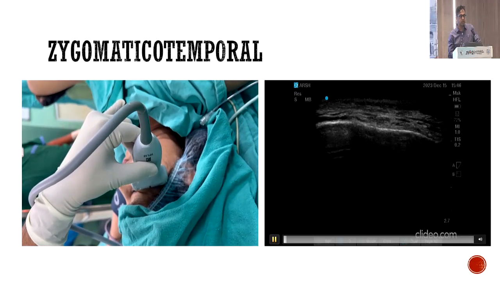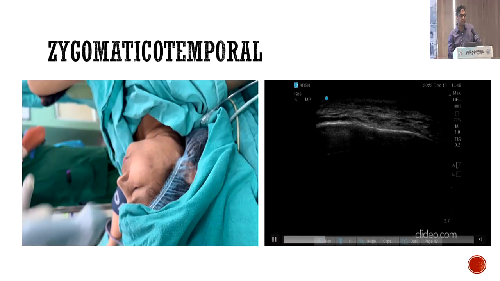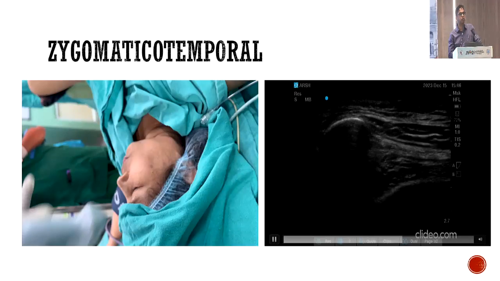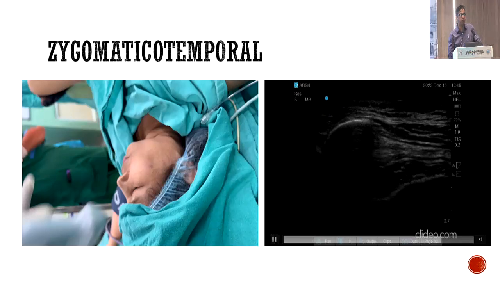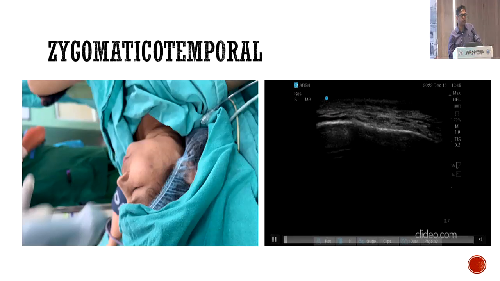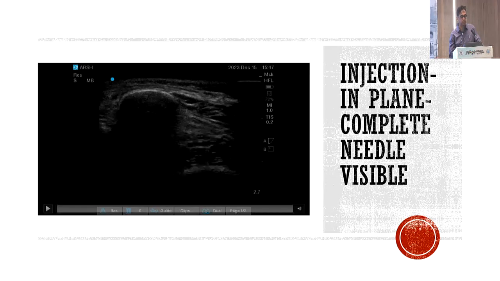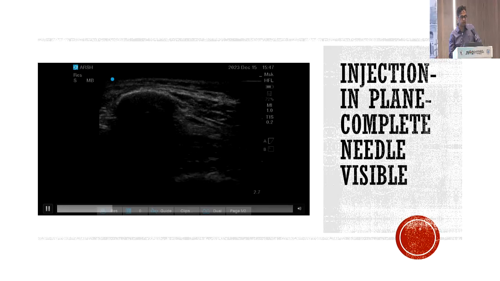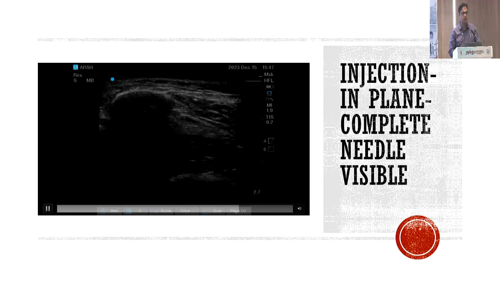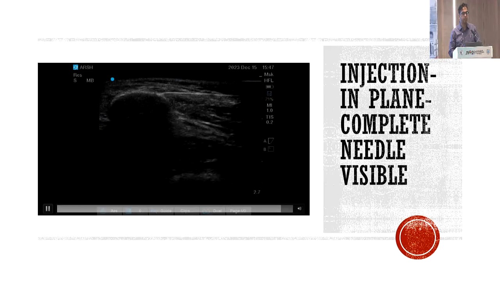So what you will see? You will see a white hyperechoic line, and then suddenly the white hyperechoic line will stop coming, and you will see just the posterior orbital rim, and we will deposit the drug on the posterior orbital rim of this patient, and should be able to block the zygomaticotemporal nerve. So this is a real-time in-plane approach where you should be able to see the complete length of it. So this is the orbital rim, and you can see a needle coming from the lateral side and depositing the drug on the lateral orbital rim. So this is how we block the zygomaticotemporal nerve.